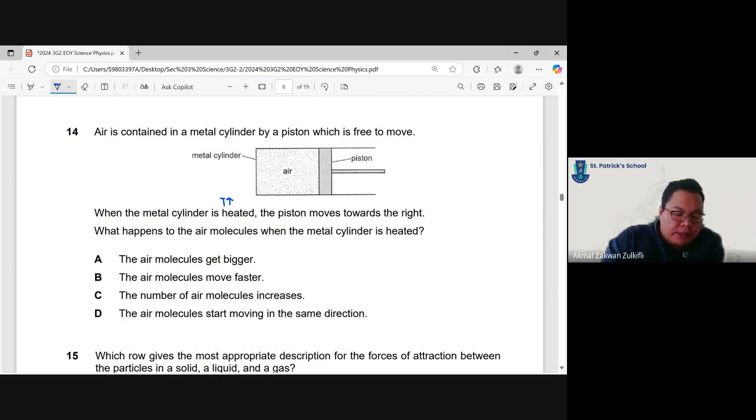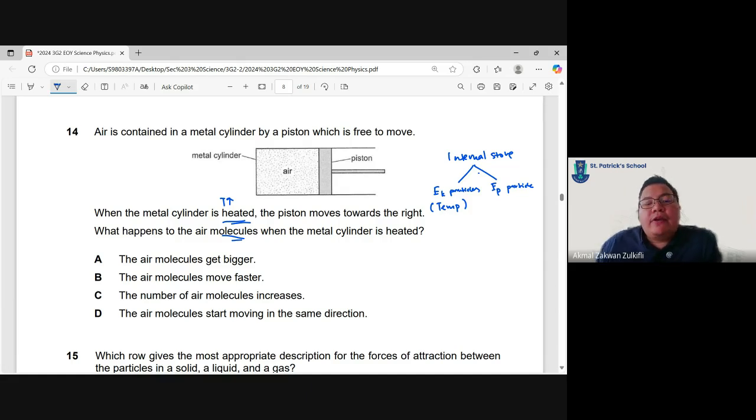Every time they talk about heat, and then you see molecules or particles, we have to think about the internal store. And when we talk about internal store, we think about two things: the EK, the kinetic energy of particles, and the potential energy of particles. Every time they talk about change in temperature, we talk about the kinetic energy of particles. Every time they talk about change of state, either solid, liquid, gas, we talk about the potential energy of the particles.